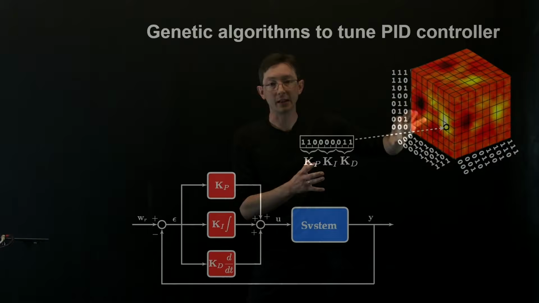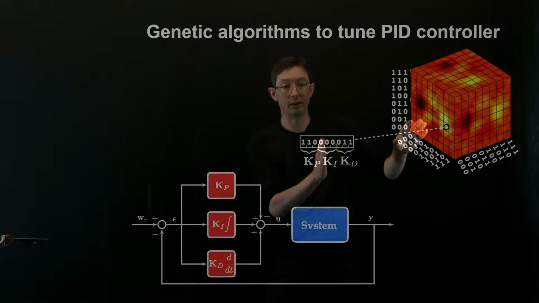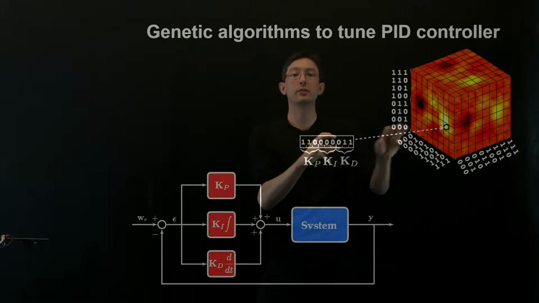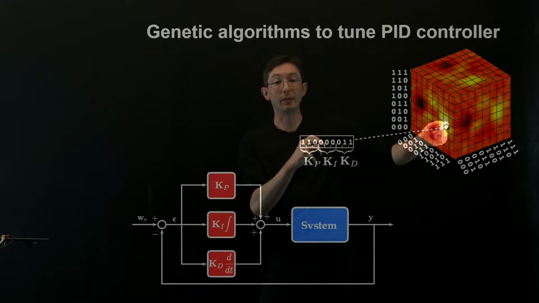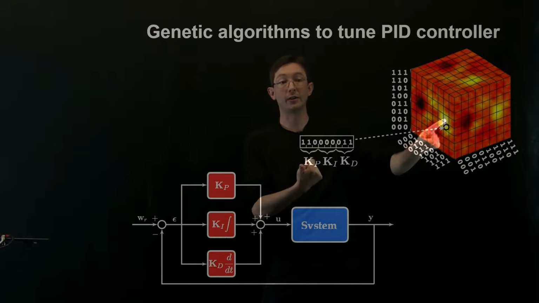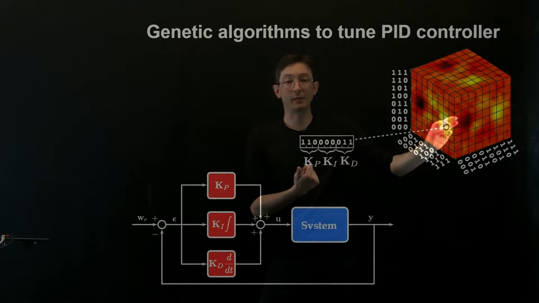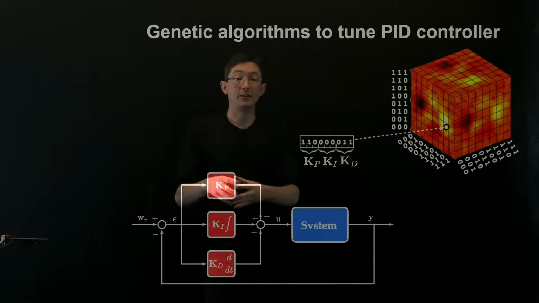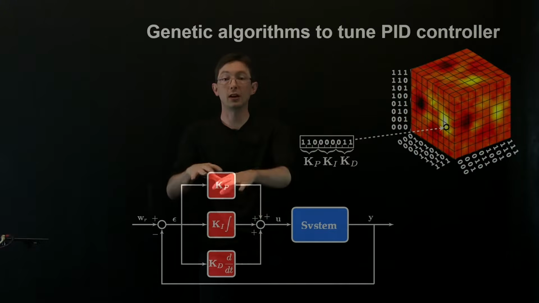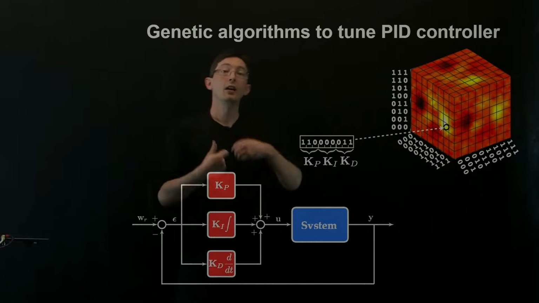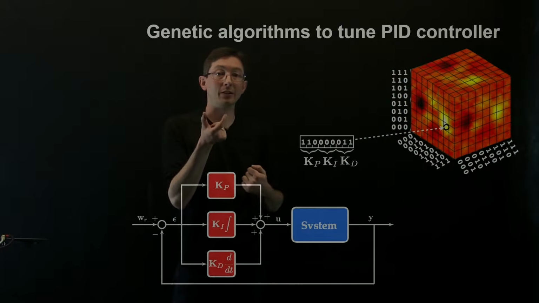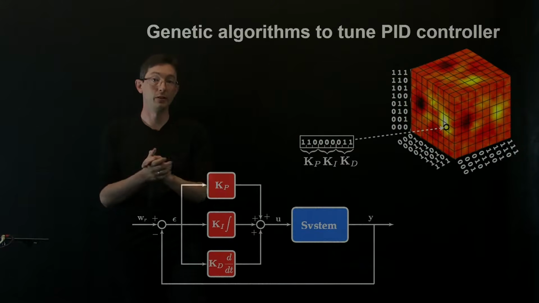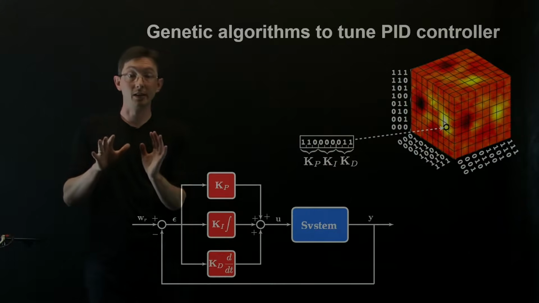I am representing the parameters of this PID controller, the proportional, integral, and derivative terms, as this kind of genetic sequence of numbers. And I'm going to try to find these parameters that optimize some objective function, basically finding these hotspots where you get the best performance. So we're going to have to define an objective function. We're going to have to construct a kind of control law with this specified structure. And then we're going to use the MATLAB GA command, the genetic algorithm, to tune these parameters using this evolutionary strategy. Okay, so that's what we're doing right now.